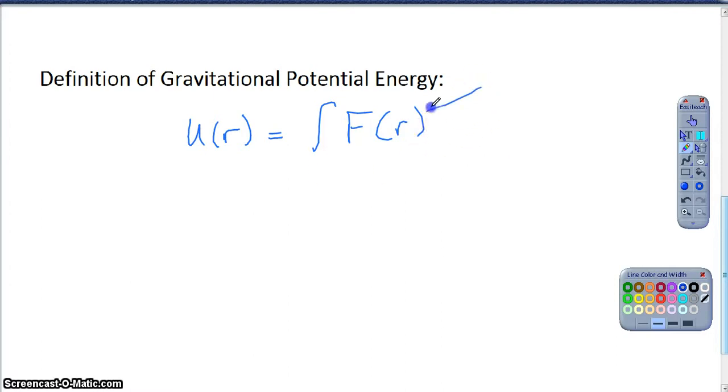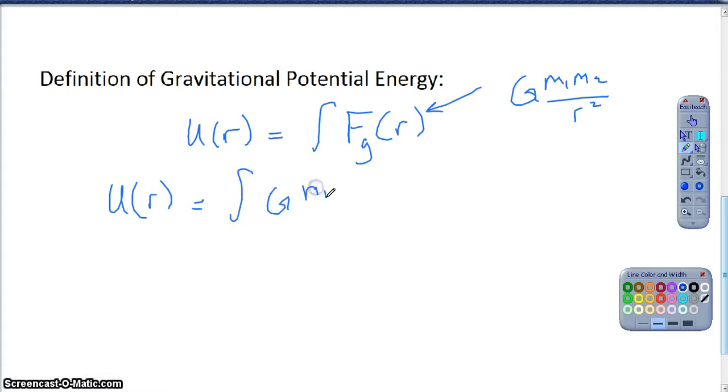The reason I do that is because we're going to be dealing with the force of gravity here. And what is the force of gravity? Well, the force of gravity is our universal constant G times m1 times m2 all over r squared. So if I substitute that in, my potential energy as a function of r equals the integration of G m1 m2 all over r squared. If I look at this, all of these measurements are constants. G, m1, and m2 are all constants, with the one exception being my r squared. I'm going to think of that r squared as r to the negative second power, just because that's going to make it easier to do the integration.